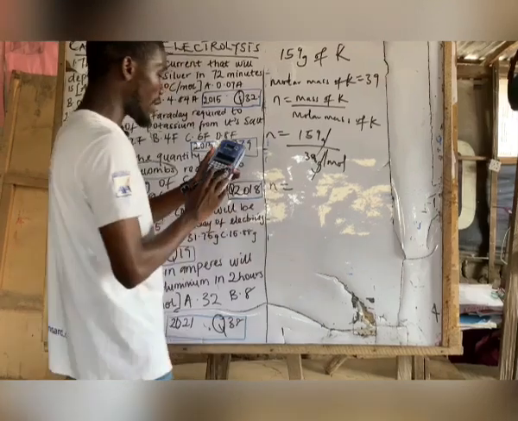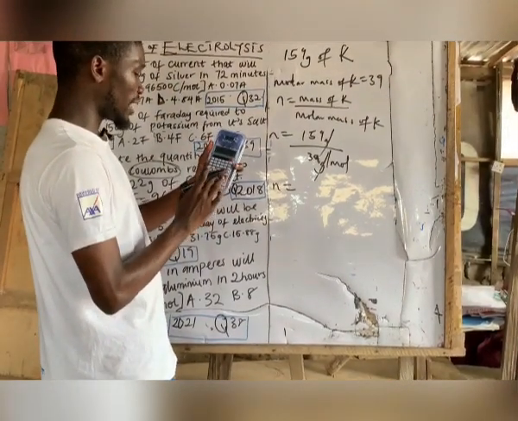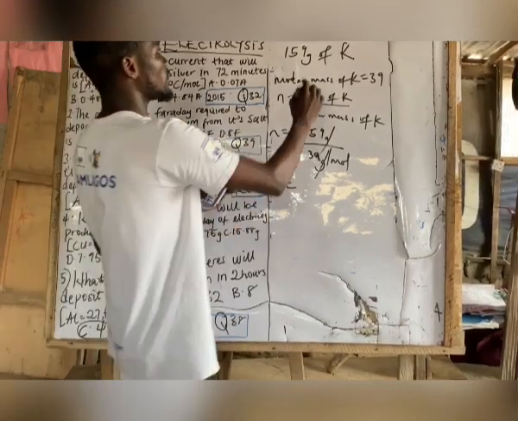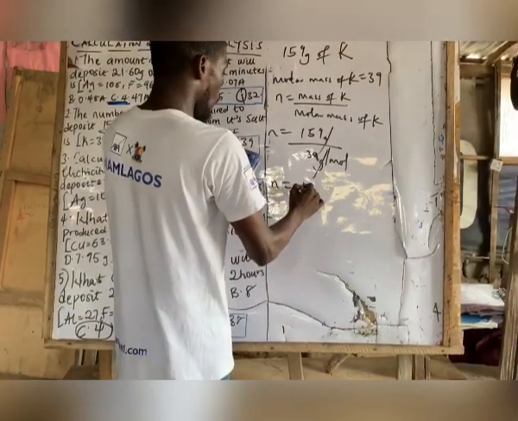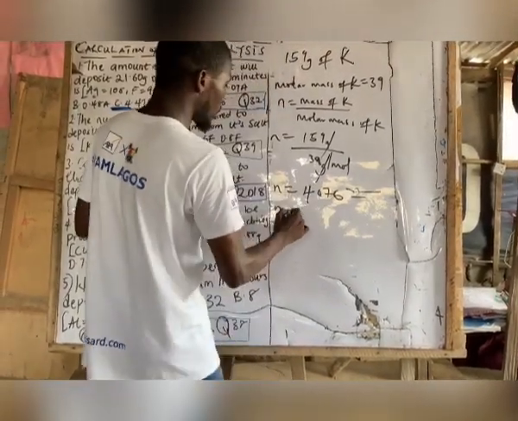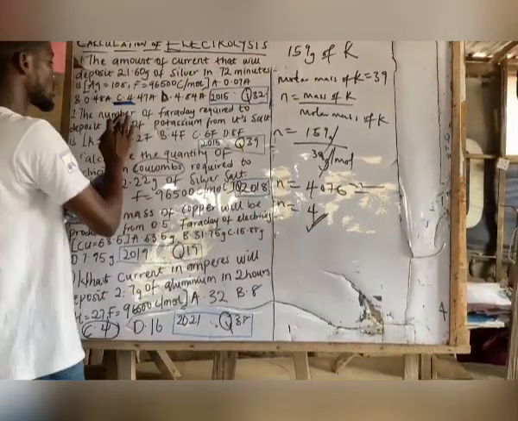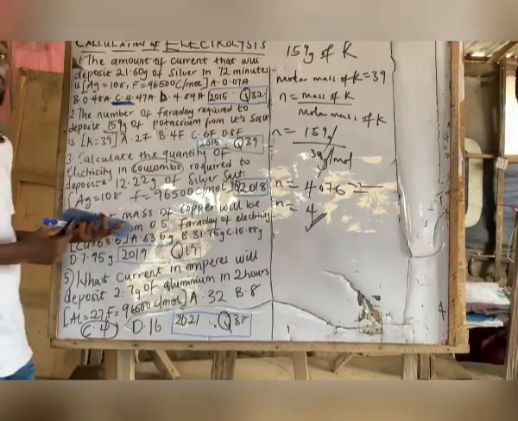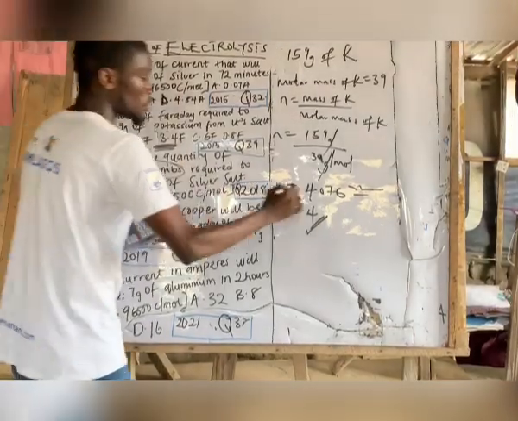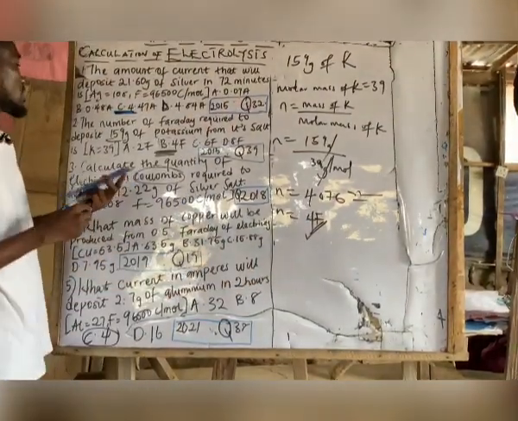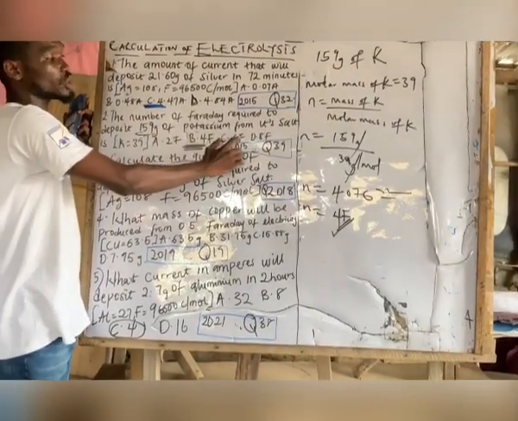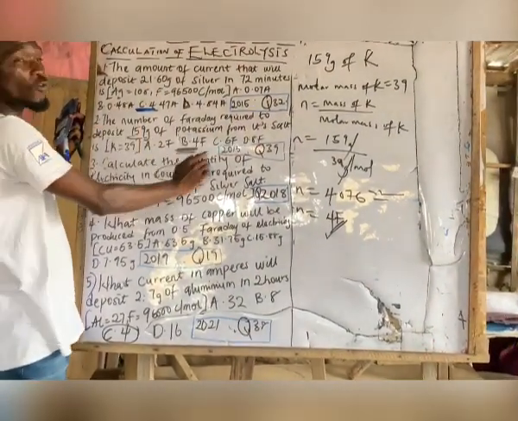So let's take a look. We have 159 divided by 39. Sorry, it is 156. So we have 4.076. So when you approximate this also, I'm going to have 4. So now let's go back to this place. Now we're having 4. So you are going to add your 4 Faraday. So from the question that states the number of Faraday required to deposit 159 gram of potassium from its source, it is 4 Faraday.